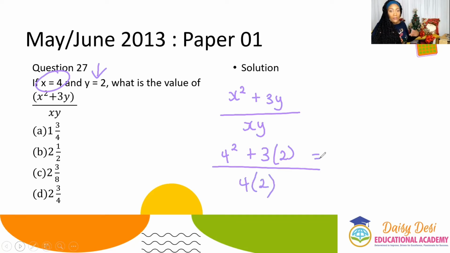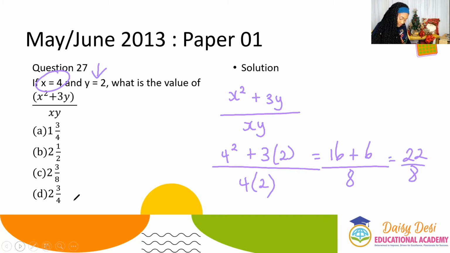Simply simplify. 4 squared means 4 multiplied by 4. That becomes 16. 3 2s are 6. All over 4 2s are 8. 16 plus 6 is 22 over 8. Now, as you can see, they are all mixed numbers. So let us reduce this. How many 8s in 22? 8, 16, that's 2. And the remainder is 6 over 8. Now this could be simplified further. 2 into 6, 3. 2 into 8, 4. That's 2 and 3 over 4.